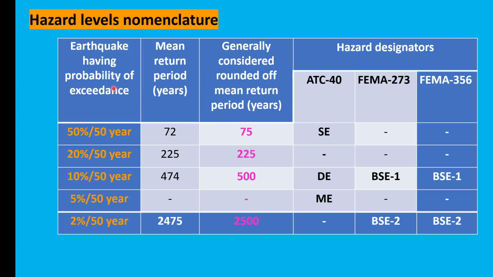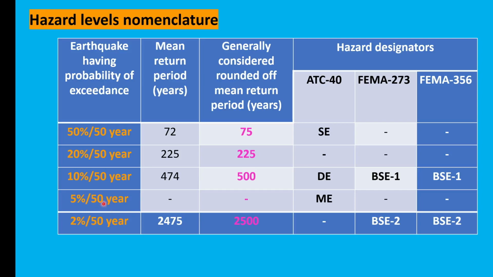An earthquake having probability of occurrence is given like this, 50% chance of probability in next 50 years. This is written like this. It has a mean return period of 72 years. 20% chance of occurrence in next 50 years has a mean return period of 225 years. 10% chance in 50 years, 474 years return period.